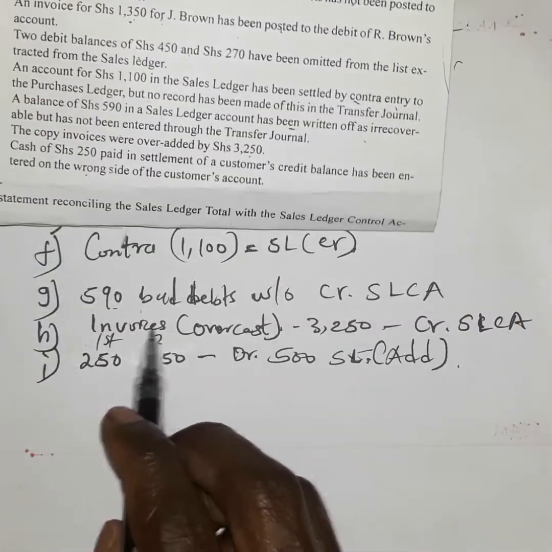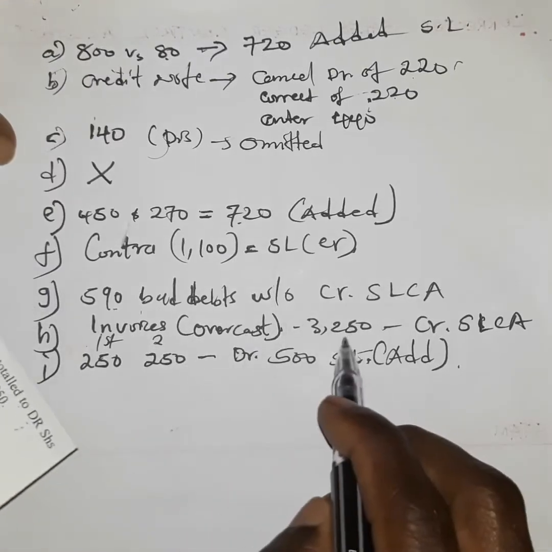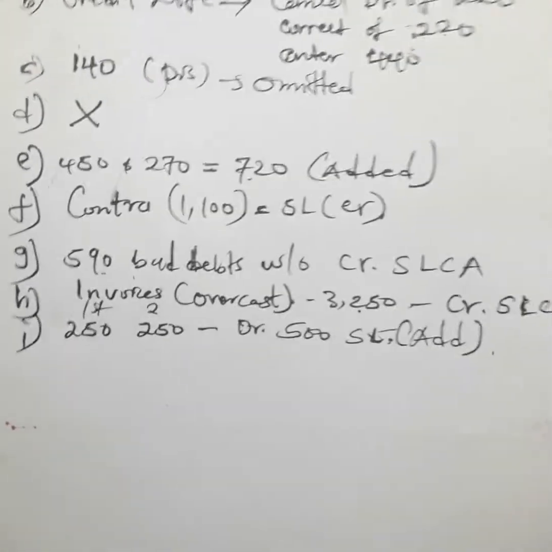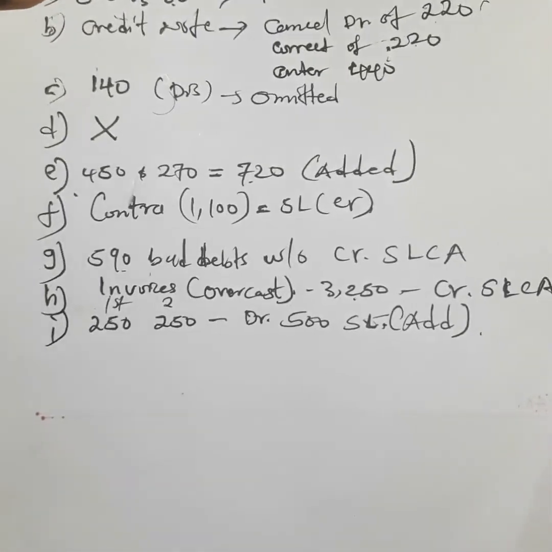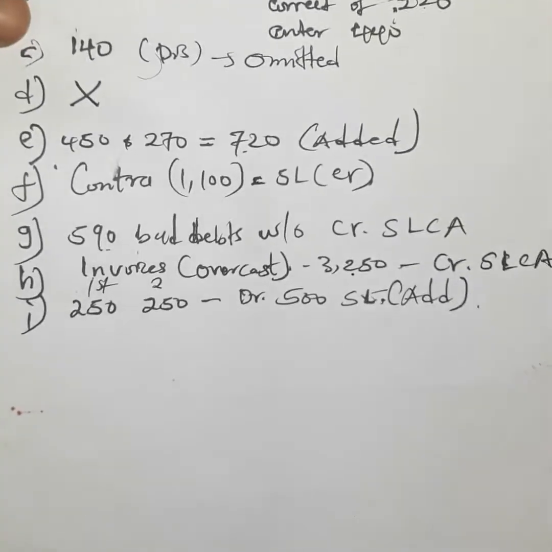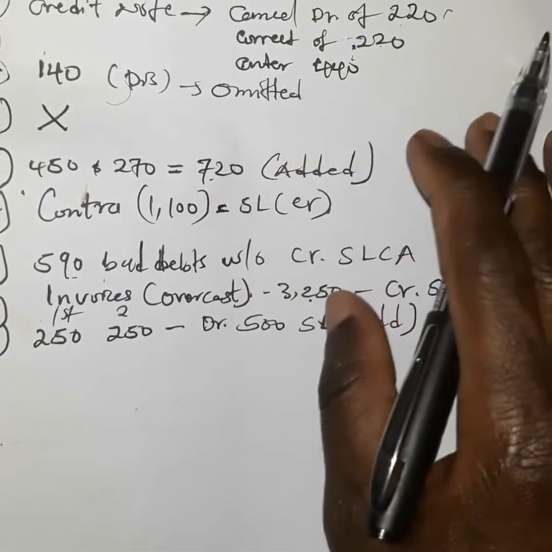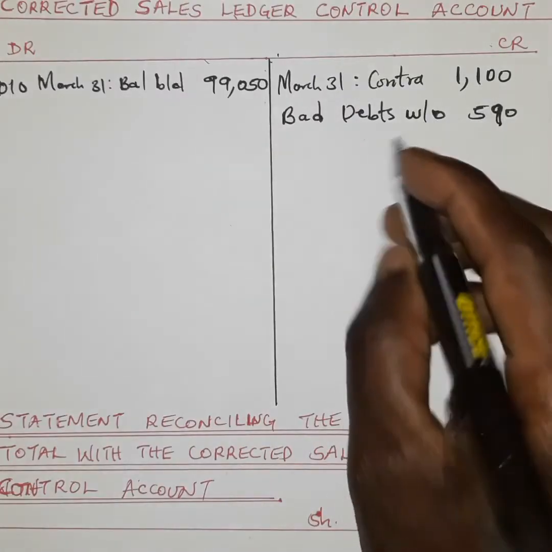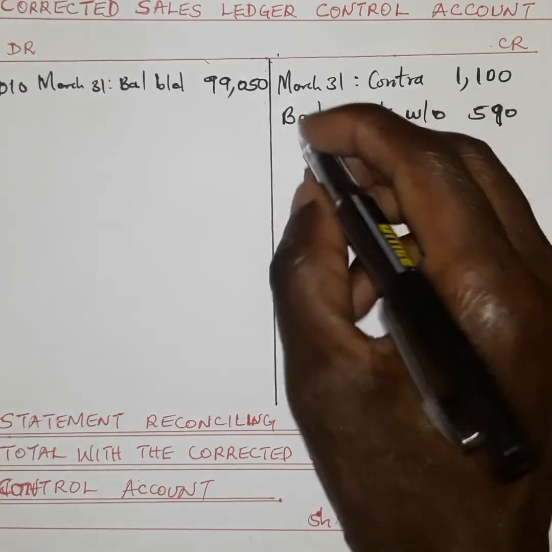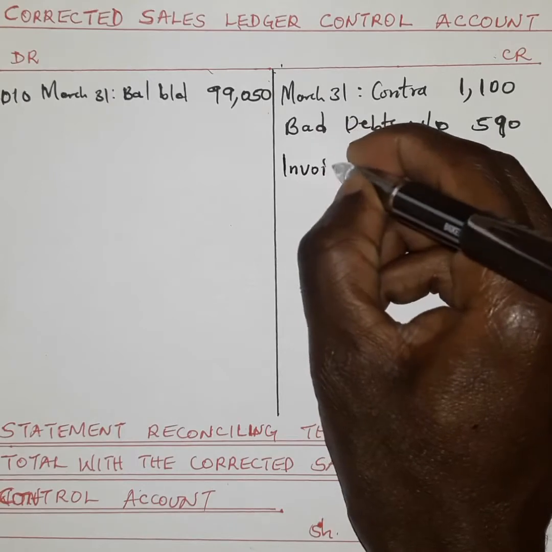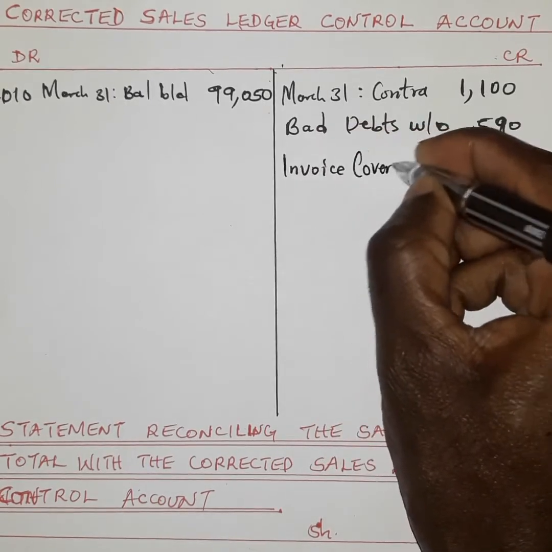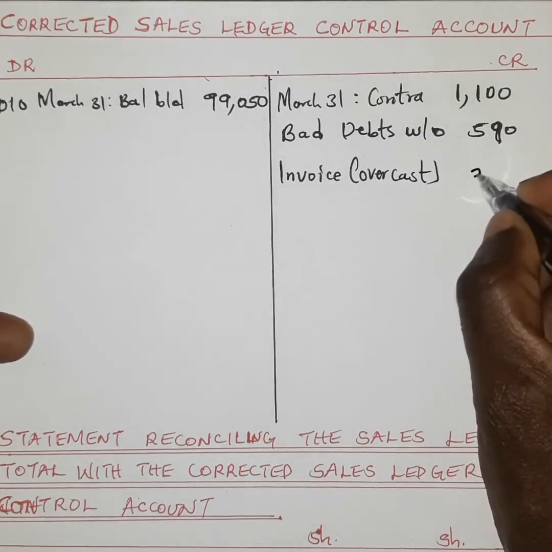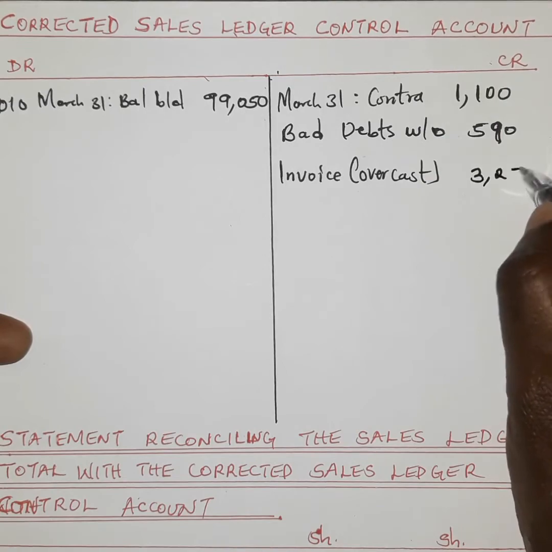Then we go to another invoice, where there was an overcast of 3,250. An overcast means there was excess that was put which customers ought to have paid, which in the real sense was not the case. So we are supposed to reduce the sales ledger as well, and when you reduce it means we credit, and therefore we show the same credit entry on the sales ledger control account. So we have an invoice which was overstated by an amount of 3,250.